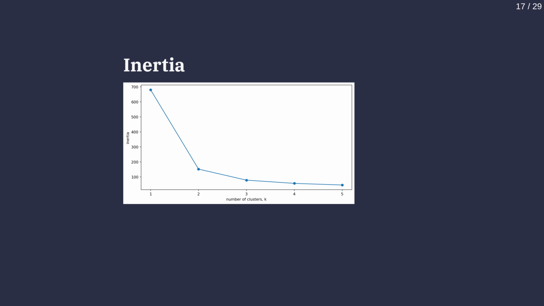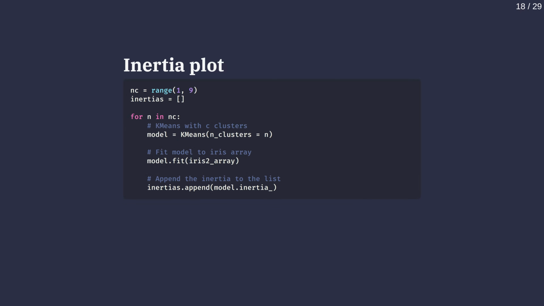To choose the right inertia, we have to make a plot that I'm showing you now. Let me show you how to make this plot. We can take a range of clusters. For example, here I have used clusters from 1 to 9 stored in the NC variable. Then I have created an empty list to store the inertia values for each cluster. Finally, I have used a simple for loop to loop over these individual clusters, fit the model, and append the new inertia values to the empty inertia list.